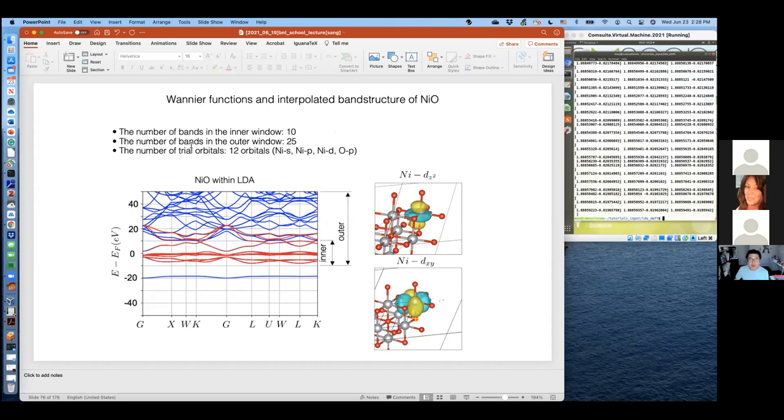In this case, this is an example of nickel oxide. Here the number of bands in the inner energy window is 10, and the number of bands in the outer energy window is 25. If we try to construct the 12 orbitals, then this will be the final answer, and their atomic orbital shapes are as intended. As you can see, the nickel dx2-y2 looks like dx2-y2, and the nickel xy looks like xy, and the band structure matches well only within the inner energy window.